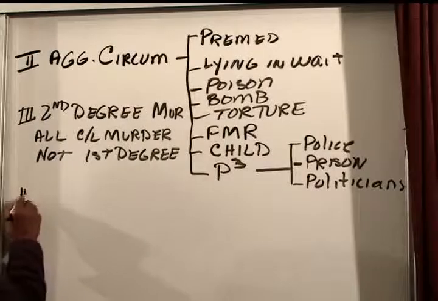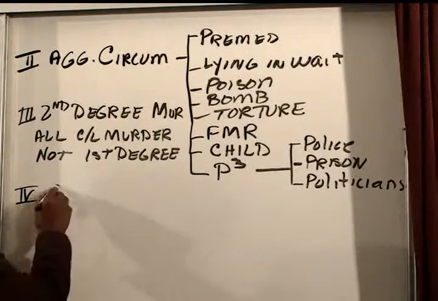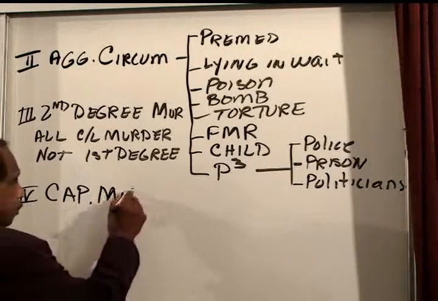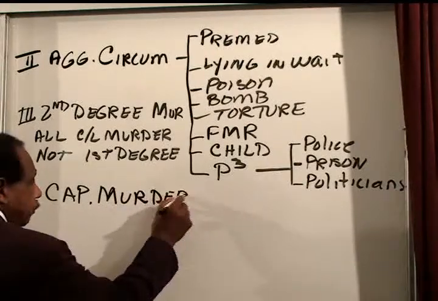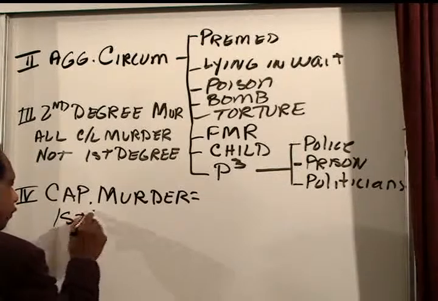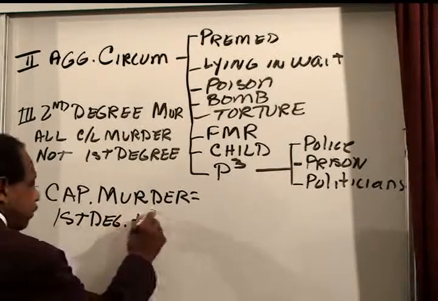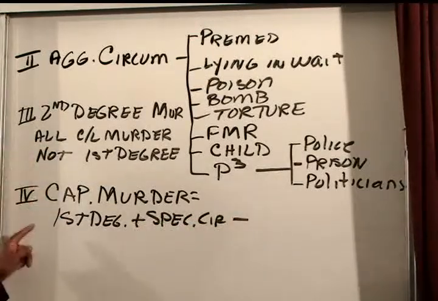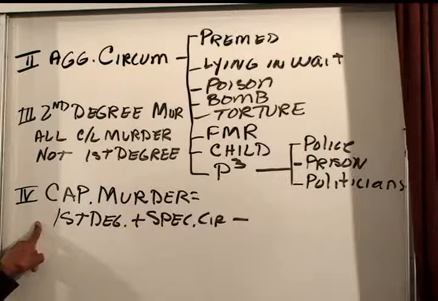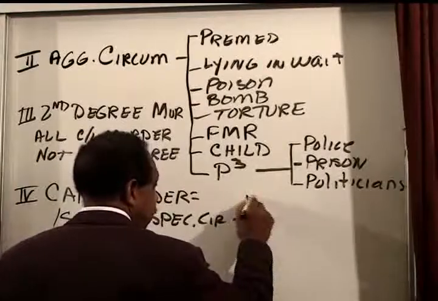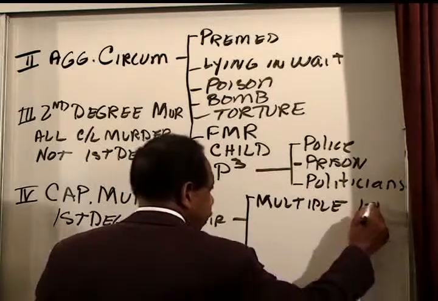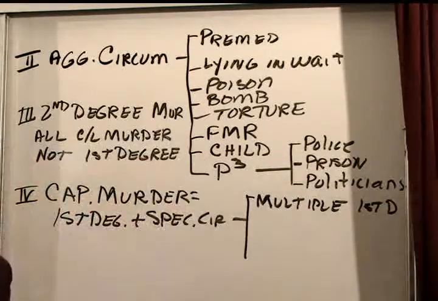Next comes capital murder. Capital murder is first-degree murder plus special circumstances. And what are the special circumstances that will elevate first-degree murder to capital murder, where people get executed? And the answer is, first of all, multiple first degree murders will get capital.